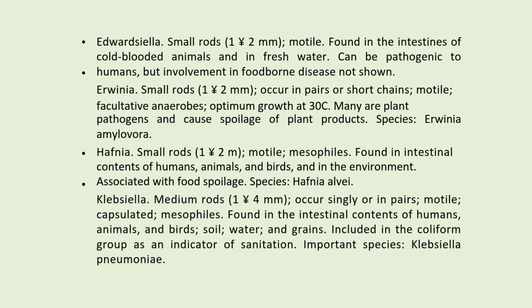Then we have Hafnia. These are small, motile rods. They are mesophiles found in intestinal contents and the environment. They are associated with food spoilage. Example species is Hafnia alvae.